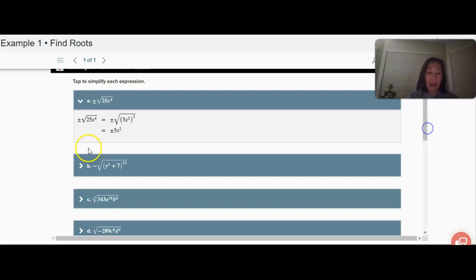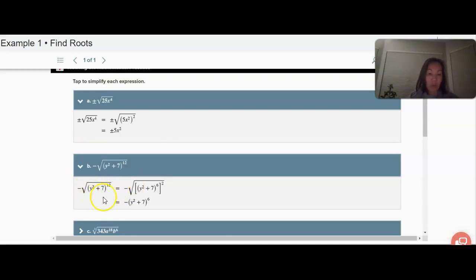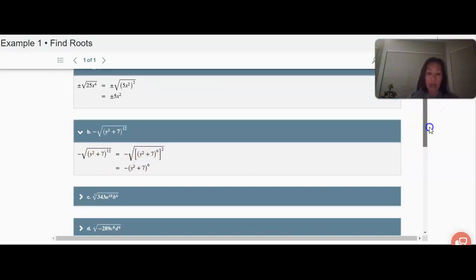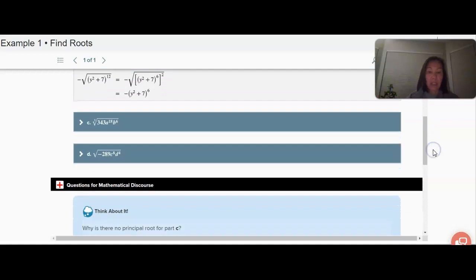Now when we have higher powers, just be careful here. This one we want the negative square root. So the square root of y squared plus 7 to the 12th, the negative we keep outside, and then the square root of this would be y squared plus 7 to the 6th, because if I multiply this by itself, this to the 6th times this to the 6th, we add the exponents. So when you have an exponent, you can just divide it by 2 to figure out what comes outside the square root.